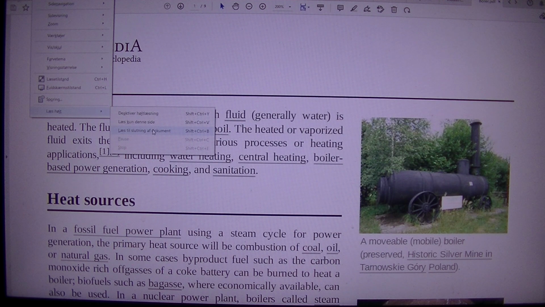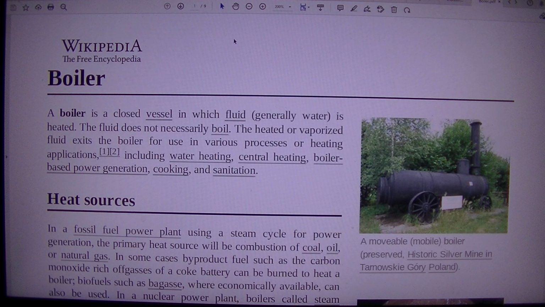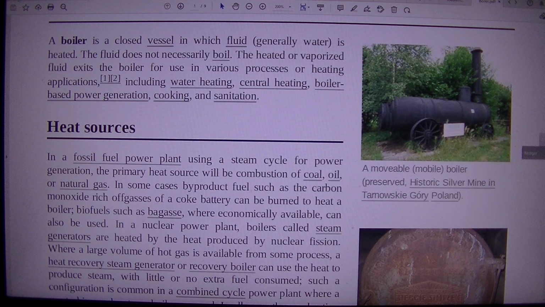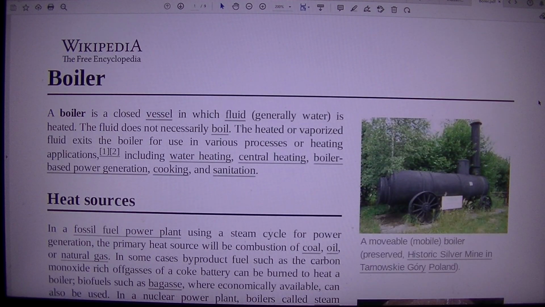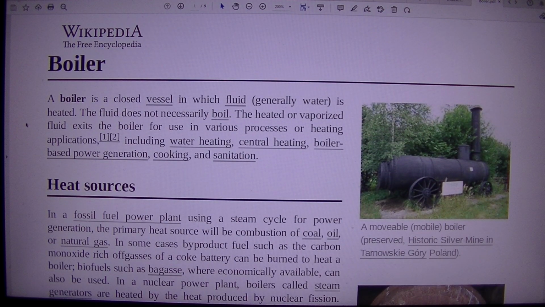Boiler. A movable, mobile boiler, preserved, historic silver mine in Tarnowskie Góry, Poland. A stationary boiler, United States. A boiler is a closed vessel in which fluid, generally water, is heated. The fluid does not necessarily boil. The heated or vaporized fluid exits the boiler for use in various processes or heating applications, including water heating, central heating, boiler-based power generation, cooking, and sanitation.